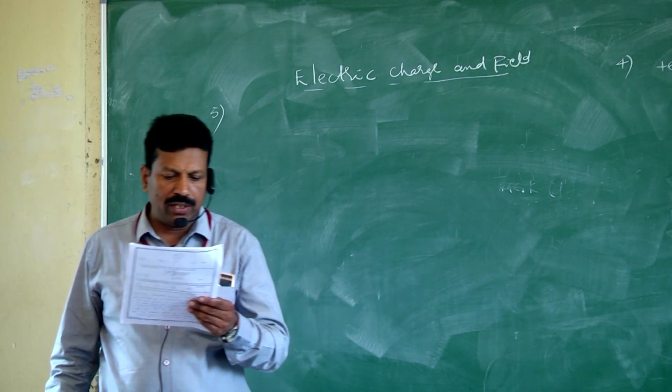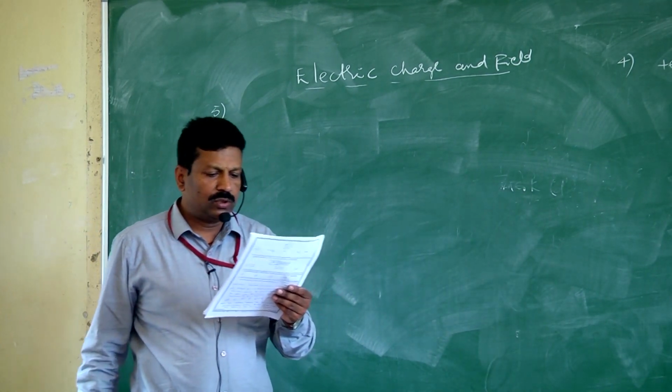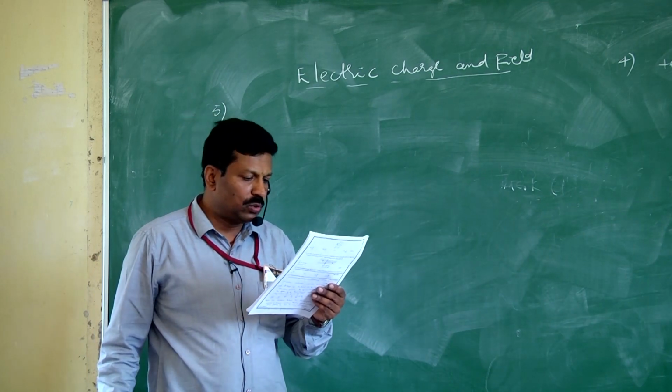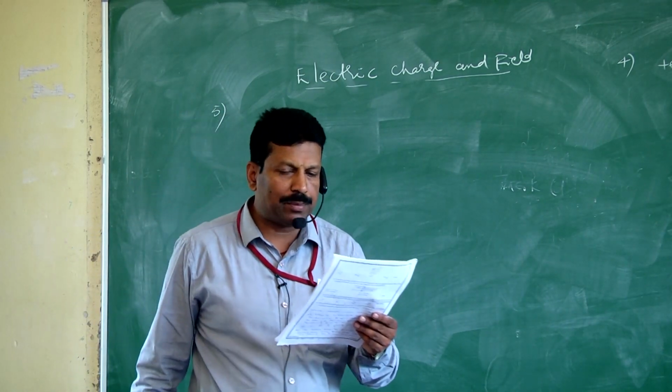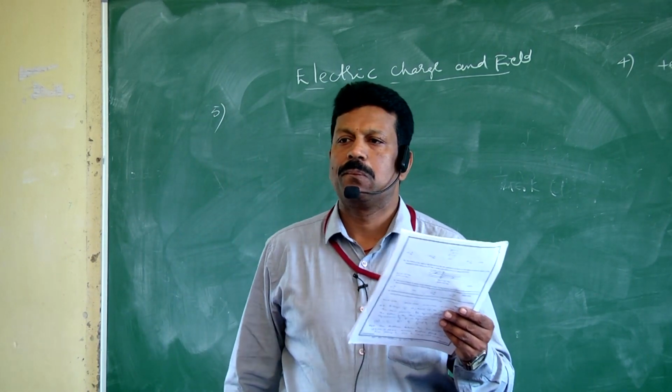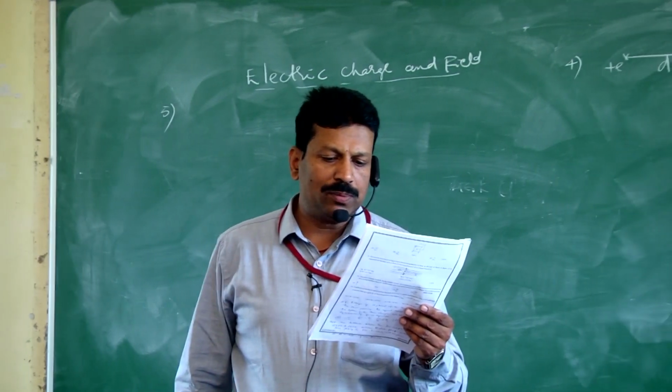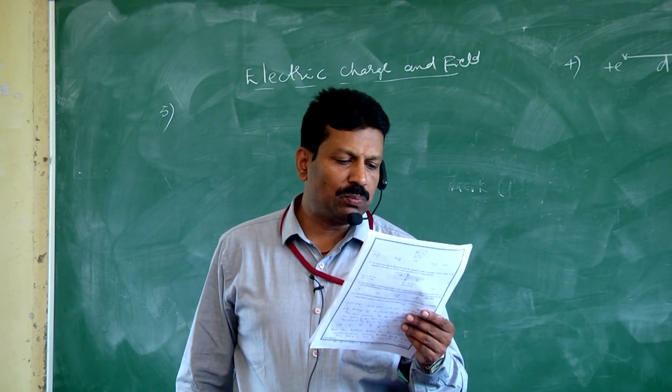A charge Q is divided into two parts, and the two parts are kept apart in air. The force between them is maximum if the two parts have the charges.